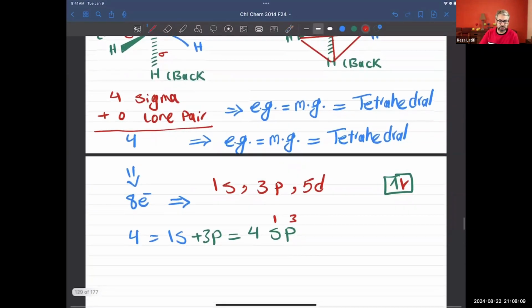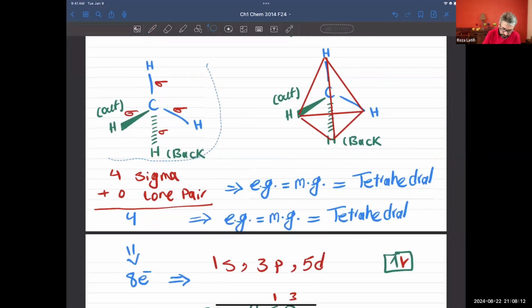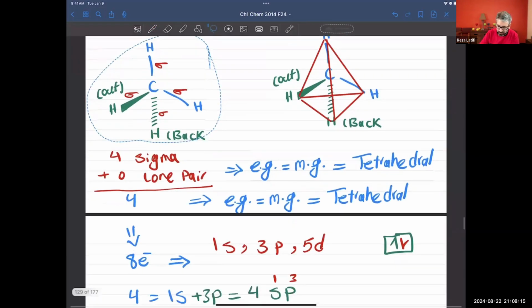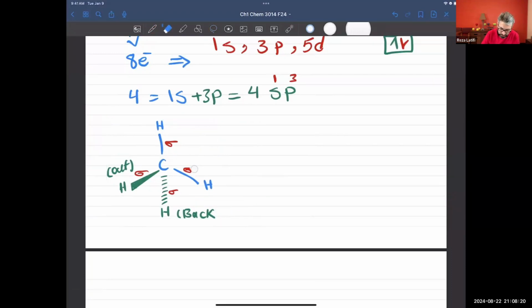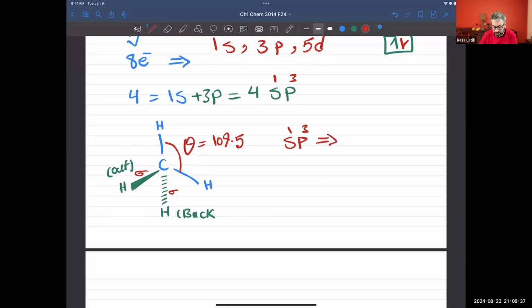Now this is the geometry. What's going to be the bond angle? If you don't have a lone pair, the bond angle will be 109. That's a perfect tetrahedral. Perfect tetrahedral will be 109.5. Or how about this? Anytime you get hybridization of sp3, the expected theta is 109.5. Why did I say expected? Because I want to know whether there is a lone pair or not.